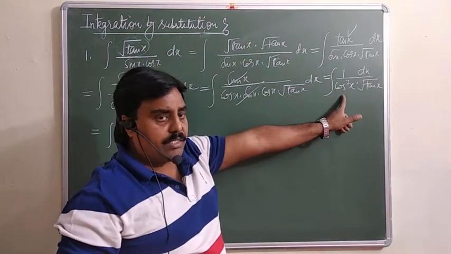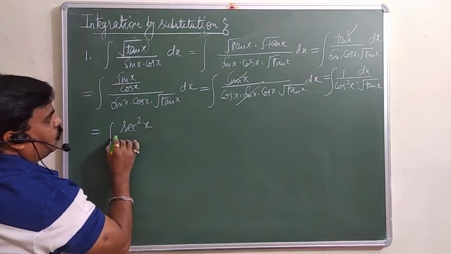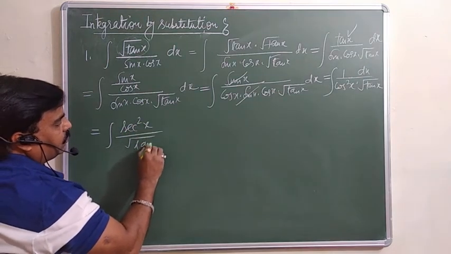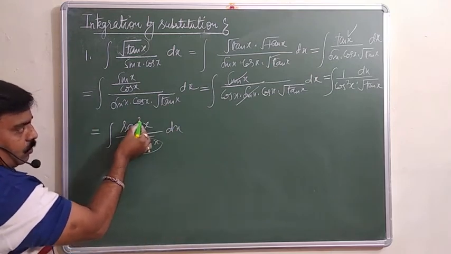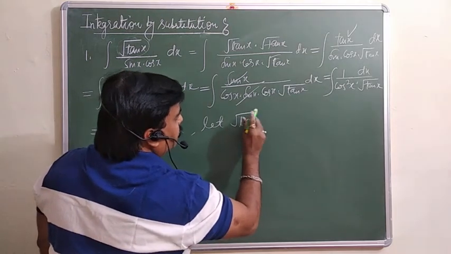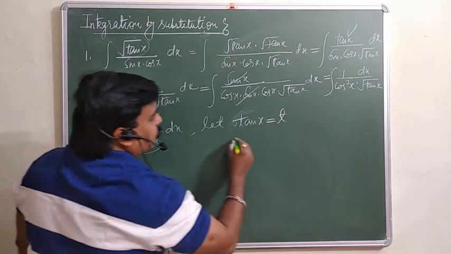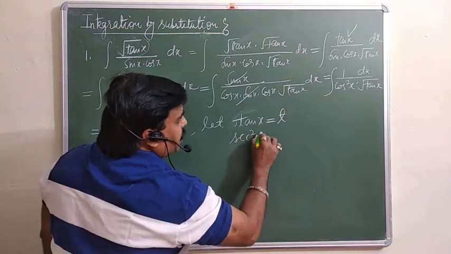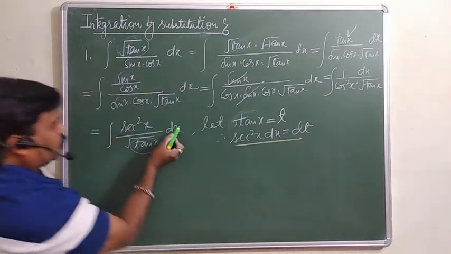1 over cos square x, sec square x over root tan x dx. अपना काम बन गया. देखिए, now the derivative of this one is already here. Now you can assume let root tan x, only, not root tan x, tan x is equal to t. So this is equal to what? sec square x dx is equal to dt. This one, and this is already here.